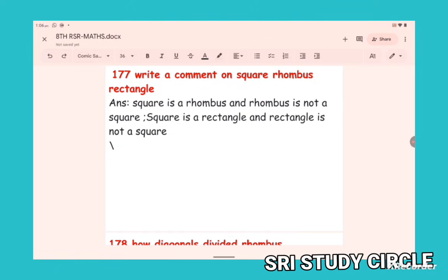Next, write a comment on square, rhombus, rectangle. All squares are rhombuses, but the converse need not be true.